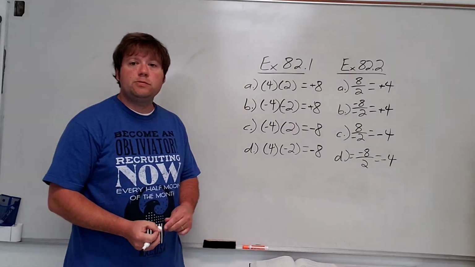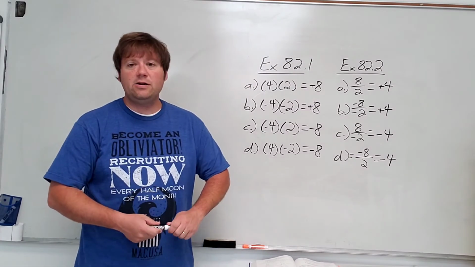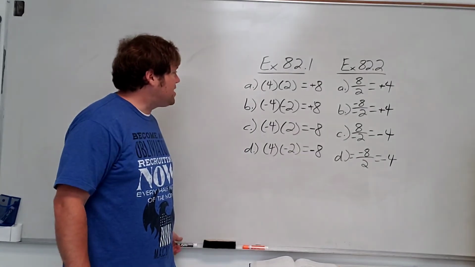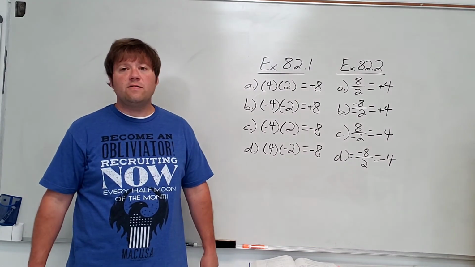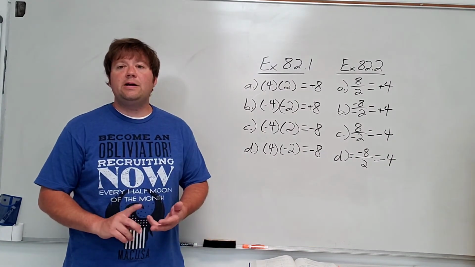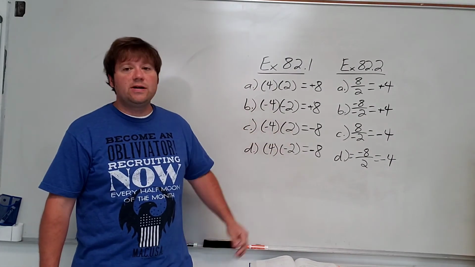So it's a really simple set of rules, y'all. When you're multiplying and dividing, if you have the same signs, you're going to get a positive answer. If you have different signs, you'll get a negative answer. Other than that, you multiply and you divide normally. So this is a really easy lesson here.